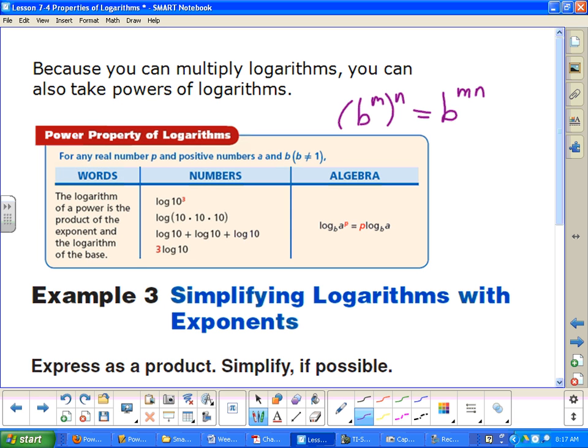So here's this example here. It says I've logged the 10 cubed. Well, that means the log of 10 times 10 times 10. So I have the log of 10 plus the log of 10 plus the log of 10 using the product property, which how many of them am I multiplying together? 3 of them. So I can just say 3 times the log of 10. And so what that tells me is that I can take that exponent and I can move it to the front. The power property.